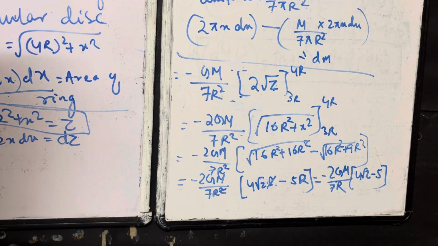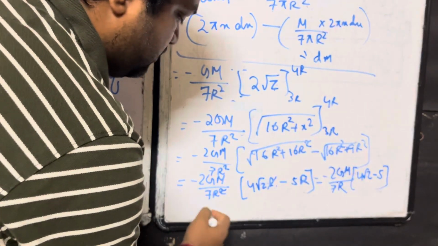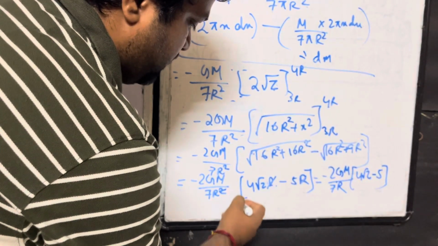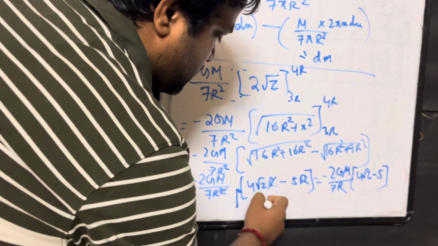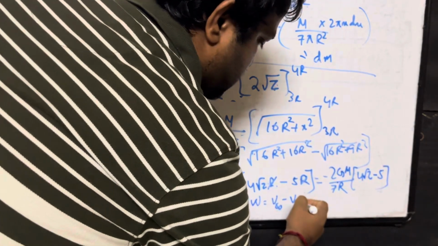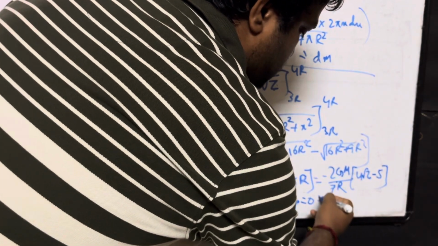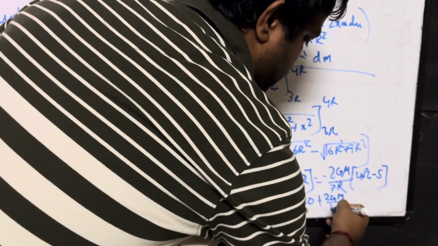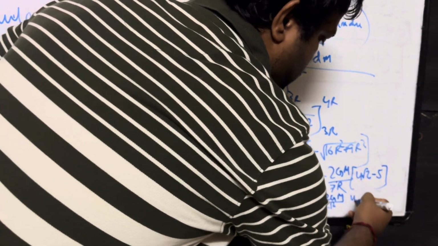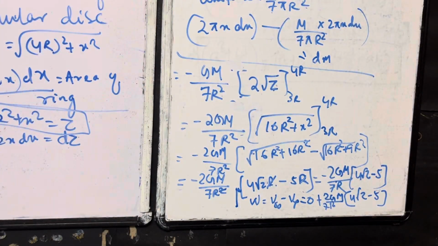Now potential at infinity is 0, right? Potential at infinity is 0. So the work done for shifting this point from point P to infinity is V infinity minus V at point P. So V infinity is 0 minus of this number. Minus of this number means this one will become plus, so minus minus plus 2GM by 7r, and 4 root 2 minus 5. So this is the answer.